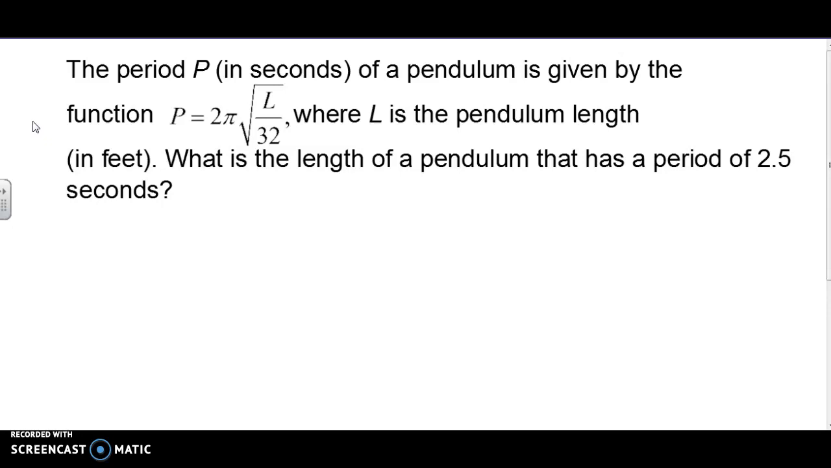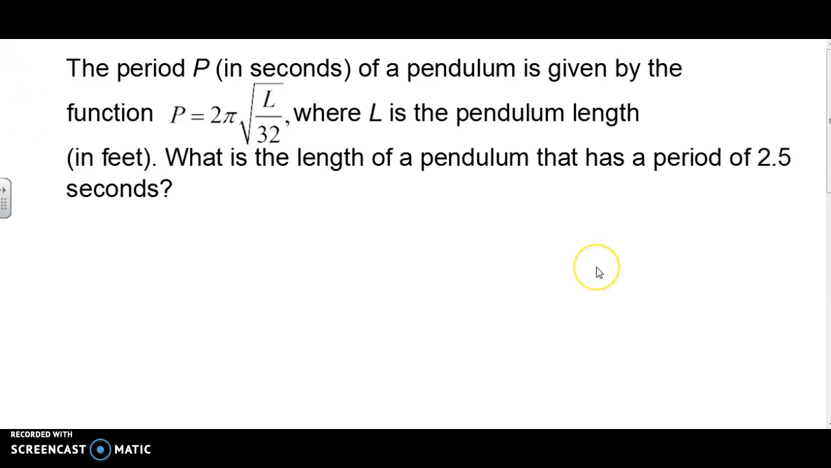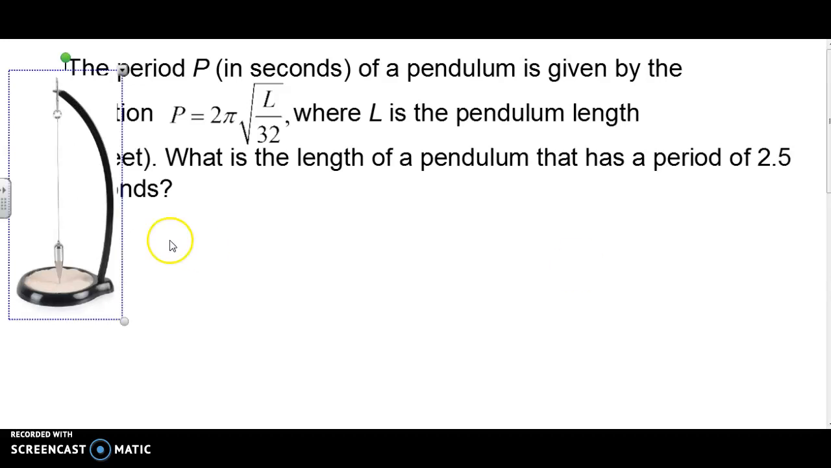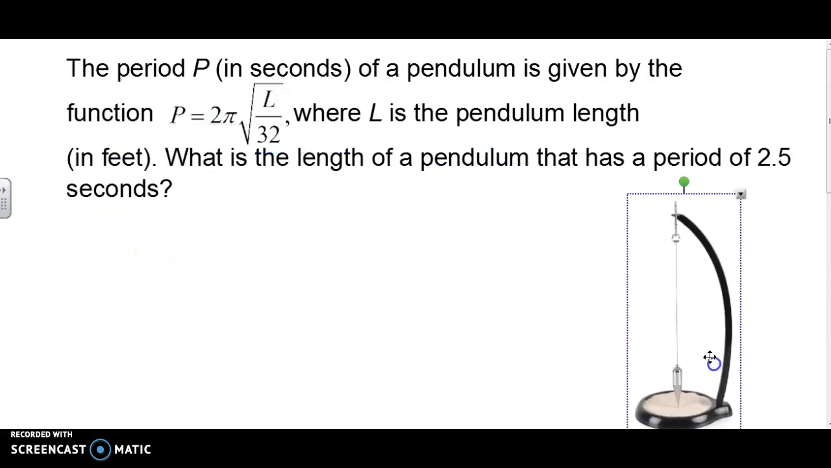The period P in seconds of a pendulum is given by the function P equals 2 pi times the square root of L divided by 32, where L is the pendulum length in feet. What is the length of a pendulum that has a period of 2.5 seconds? Probably the first thing you're wondering is, what is a pendulum? Some of you might know. A pendulum is just something hanging on a bob and a wire, and it just goes back and forth and swings.